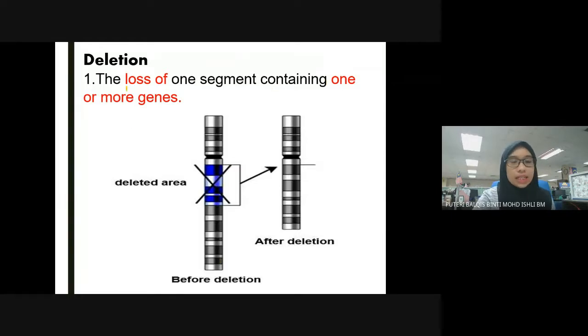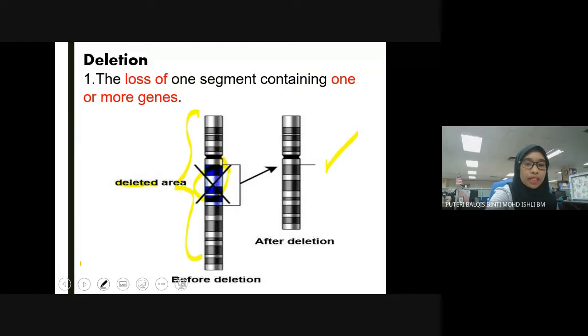So deletion adalah loss. Kita hilang. Keyword kat sini loss: the loss of one segment containing one or more genes. So this is before deletion. Bila kita delete, dia akan jadi macam ni. Kita cakap pasal kromosom. Kalau gene mutation tadi kita cakap pasal base nucleotide, base pair, ATGC. Ini kita cakap pasal kromosom. Kita akan buang satu segment of chromosome yang containing one or more genes. So after deletion dia akan jadi macam ni.